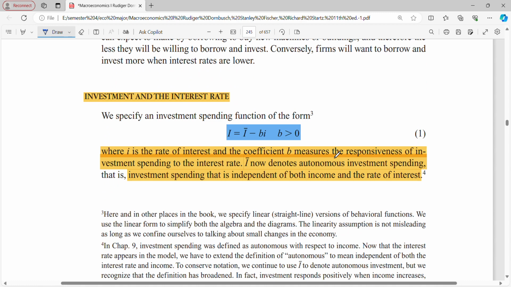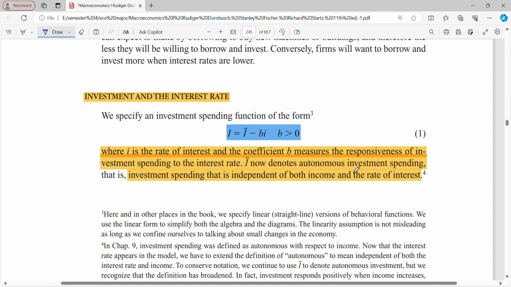So this is the investment spending function. Capital I is equal to I bar minus b i. So capital I is the investment spending, and I bar is the autonomous investment spending. That is, that part of investment which is independent of both income and rate of interest. Then small i is the interest rate, and b is the coefficient which measures the responsiveness of investment spending to the interest rate. That we'll be discussing further.